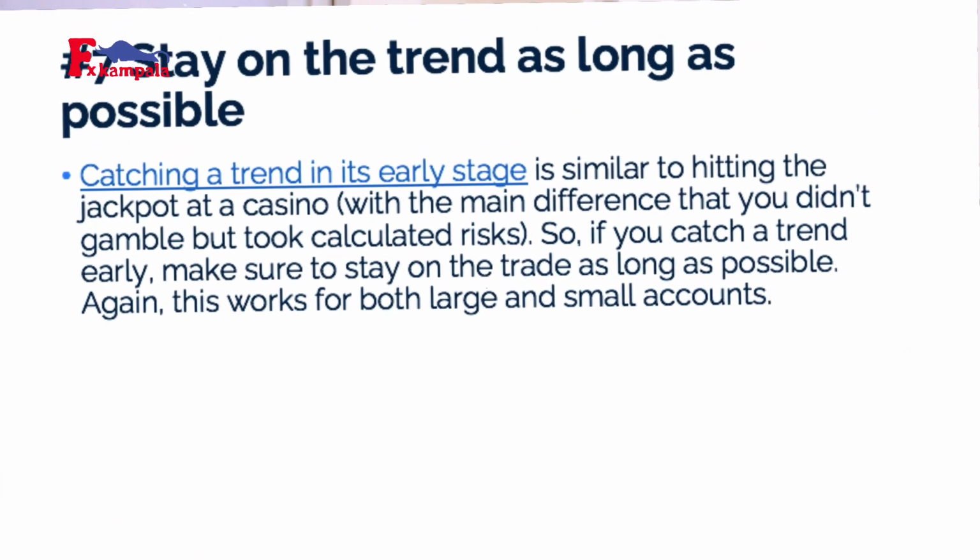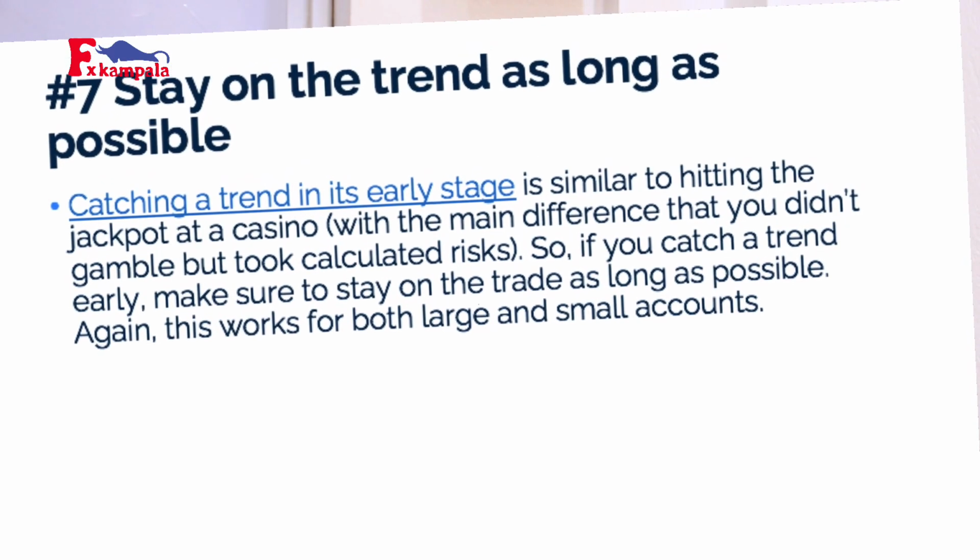Stay on the trend as long as possible. When you have identified a trend, make sure you maximize on it. Do not take a quarter of it, do not take half of it, but make sure you maximize on this particular trend, because it's hard. If you've gotten a chance and identified the beginning of this trend and you're trading it, make sure you stay on this trade till it ends.